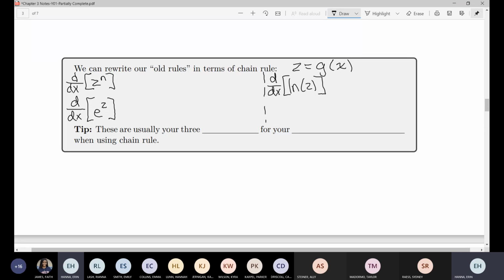Let me write this down first and then I'll finish the rules I'm about to write out. Essentially, these are our three choices 95% of the time. Maybe slightly less than 95, but these are your choices for your outside function. That's why I phrase it in terms of something. Is it something to a power? Is it e to the something? Is it natural log of something? This is also up to a constant.